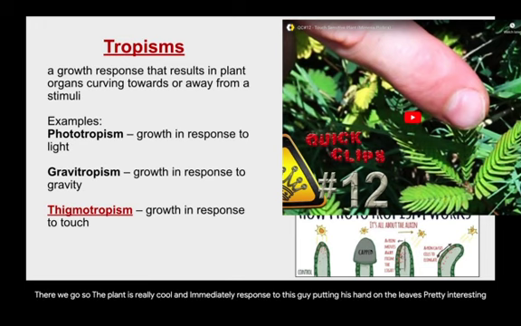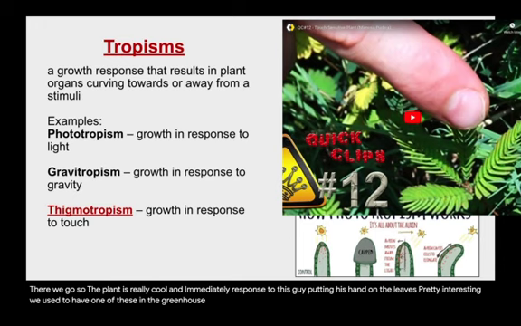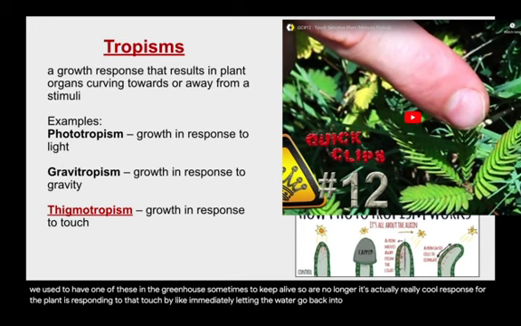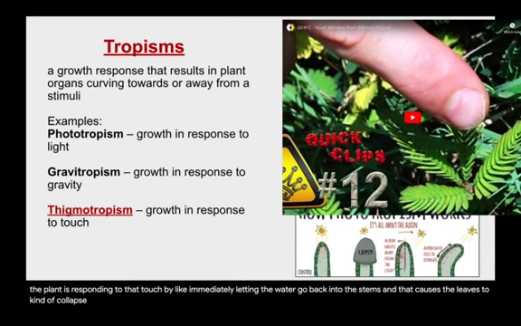So, thigmotropism here, response to touch. We used to have one of these sensitive plants in the greenhouse. They can be kind of tricky sometimes to keep alive, so they are no longer in the greenhouse. It's actually a really cool response where the plant is responding to that touch by immediately letting the water go back into the stems, and that causes the leaves to kind of collapse in on themselves, which makes it look not as attractive for herbivores to munch on this plant. So it's some sort of predator defense, or I should say herbivore defense mechanism.